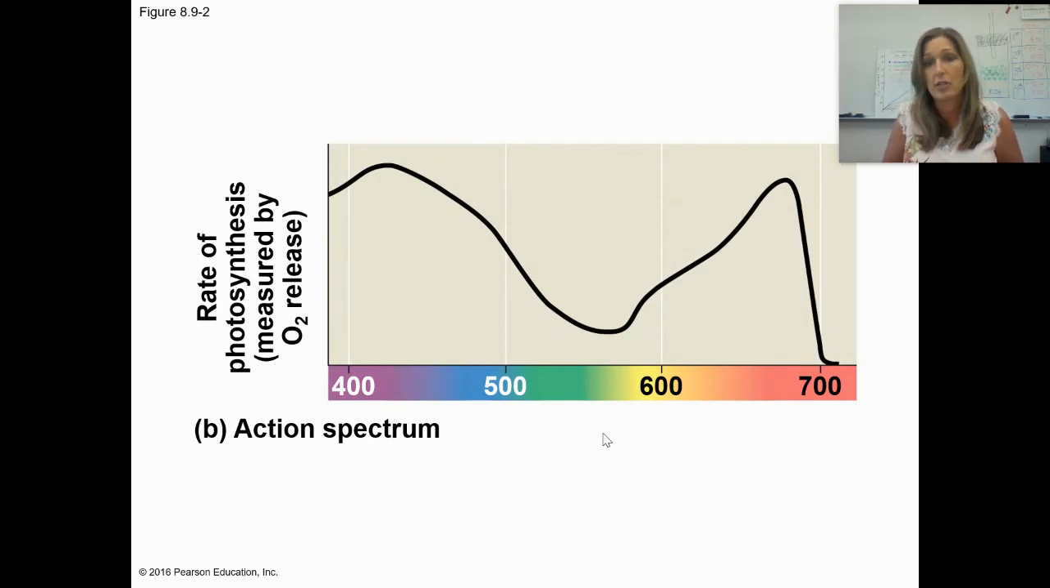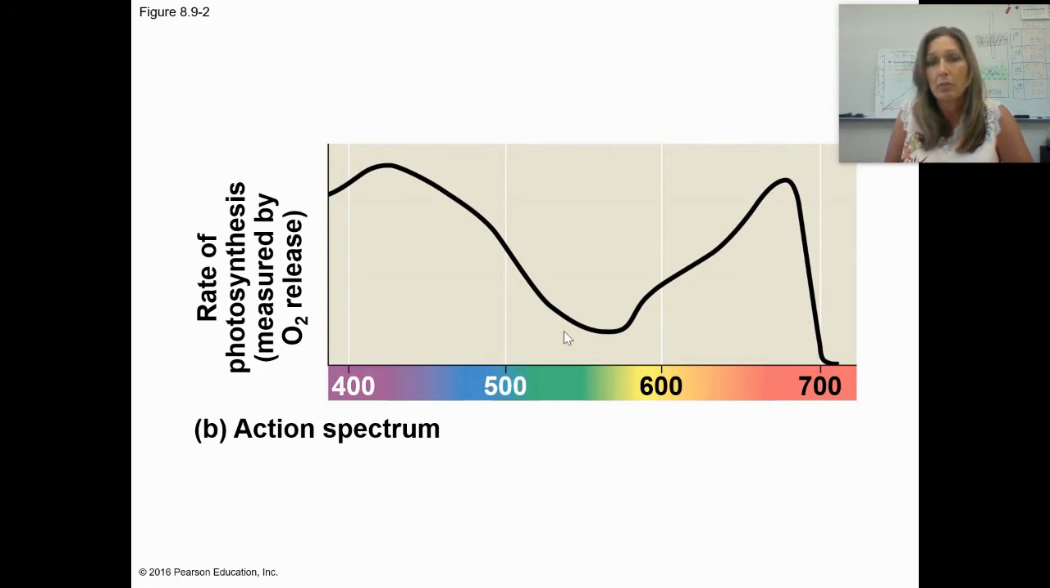Now here is an action spectrum. This is already telling you the action spectrum, it looks a little bit different. The action spectrum now is the rate of photosynthesis. So this is showing, based on different wavelengths of light that it is absorbing, how much photosynthesis we're getting.